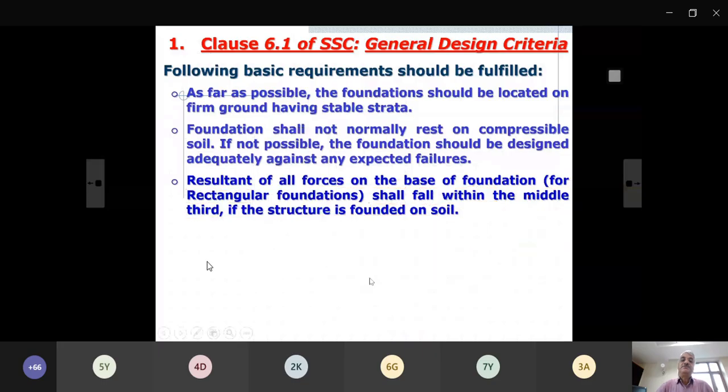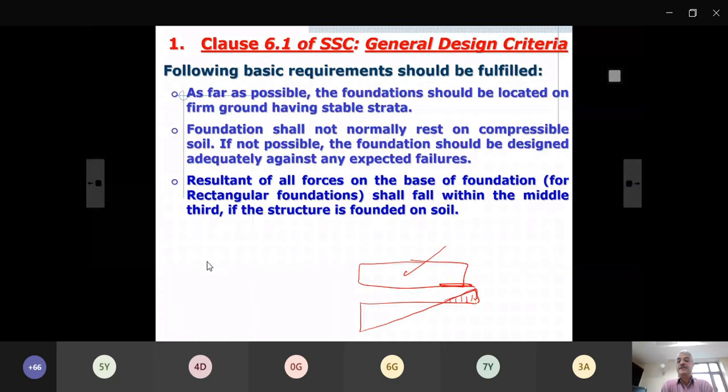Why should it not be there? Any idea? Anybody can tell? To avoid tension, exactly. If eccentricity is too much and you analyze it, you will find that if this is compression, you have got tension in a significant amount, and soil cannot take any tension. Its tensile strength is 0. Rock still can take some tension. Soil cannot take any tension. You want to avoid the tension. That's why you don't want it.